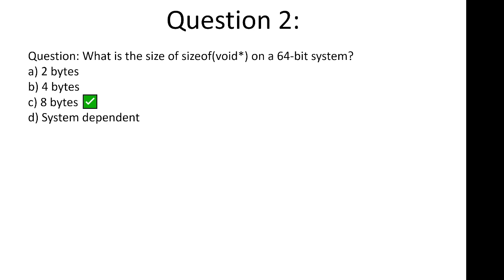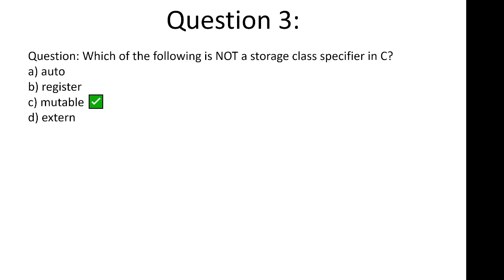Here the answer is 8 bytes. You may have one doubt: is the size system independent? A void itself does not return anything, so you also have to check with the other one. The default pointer size is 8 bytes on a 64-bit system.